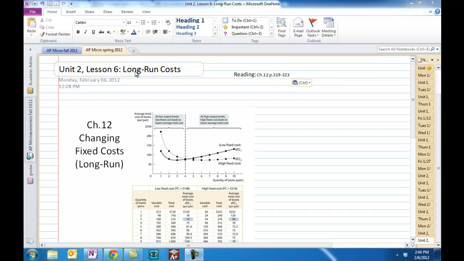All right, welcome to Unit 2, Lesson 6. This is on long run costs. This will finish up this entire unit of material. And we're doing one more thing with our cost curves.